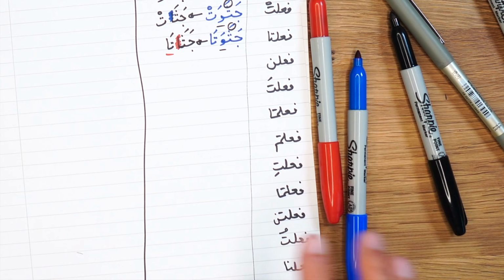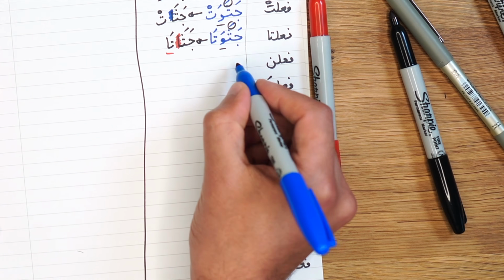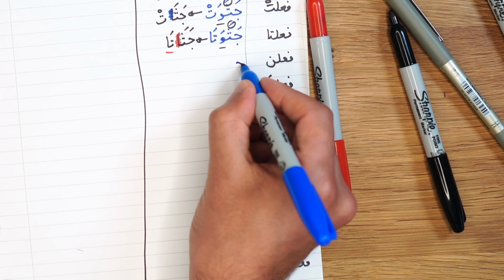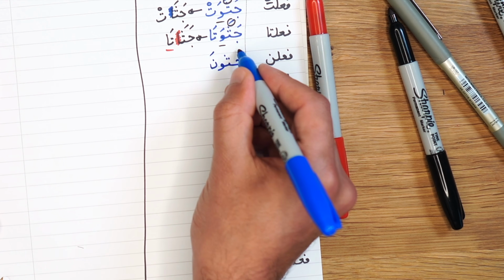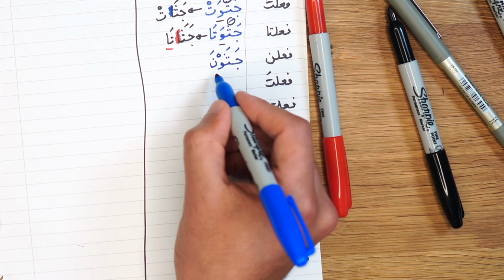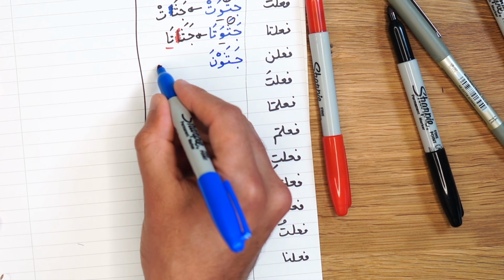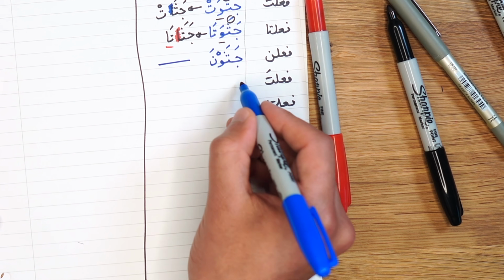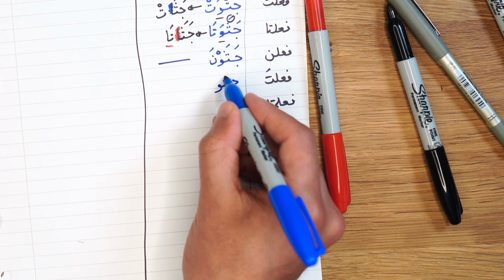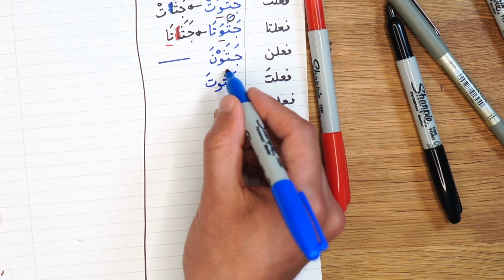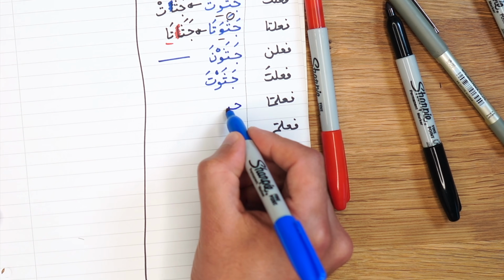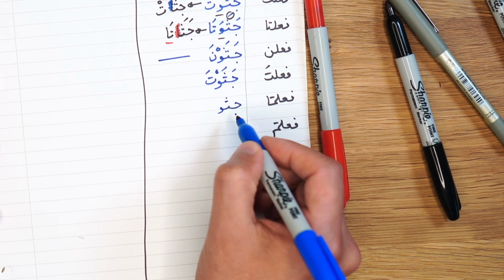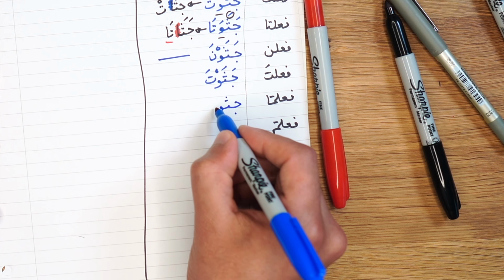Now the rest of them are all going to be without ta'leel. So jathawna, jathawna. Right, no ta'leel required. Jathawna, jathawta, jathawtuma.